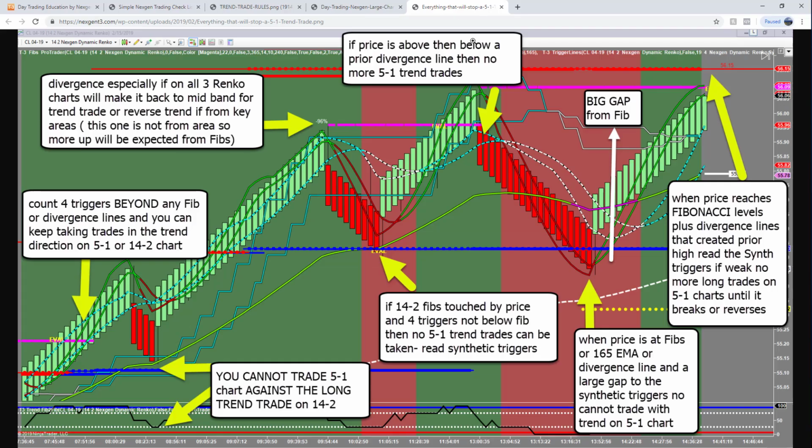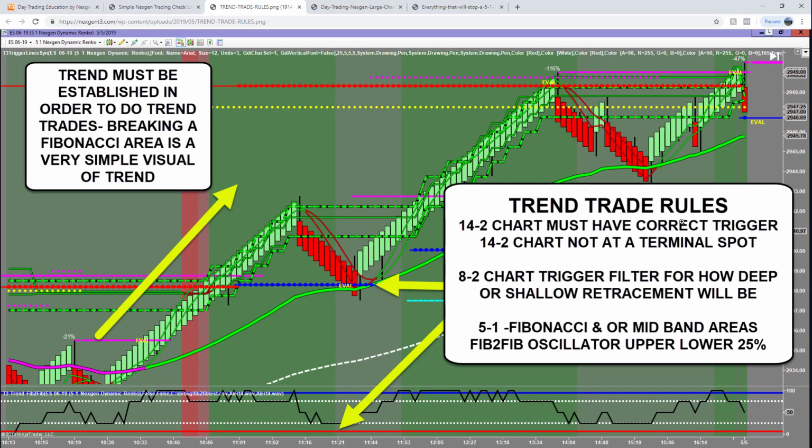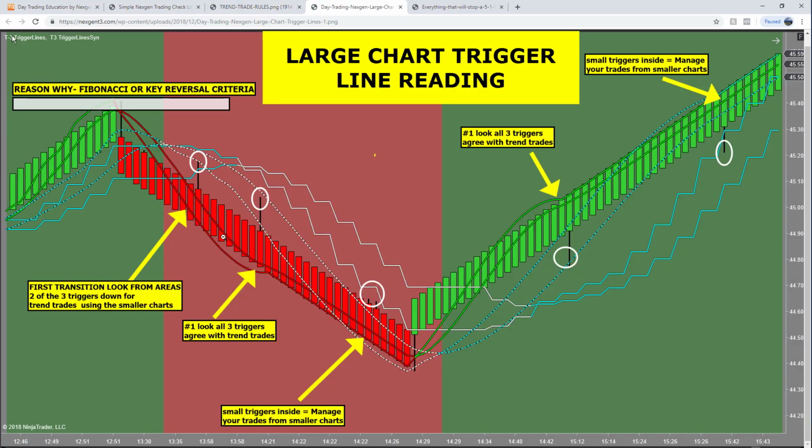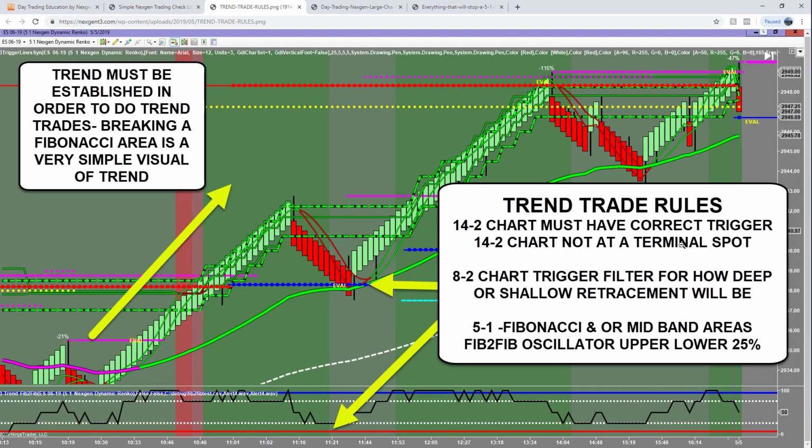So the rules are: 14-2 chart trigger lines must be correct. And that means small triggers going down with a tail, small triggers going up with the tail. Everybody okay with that? Easy. Rule number one. Rule number two is we're not running smack dab into a bunch of things that could ruin the trade. So we'll see that on our 8-2 chart, which we'll use.